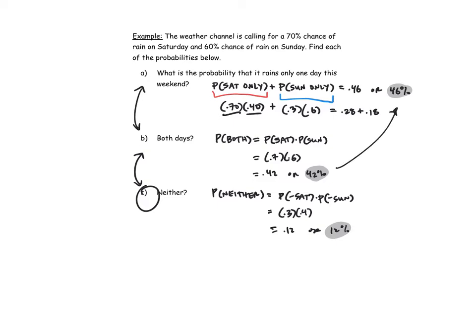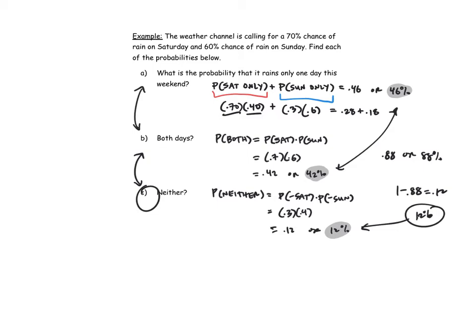We could have just added these two values up, gotten 0.88 or 88%, and taken 1 minus 0.88, which would give us 0.12 or 12%. All right, so you got some options there. That's provided that all situations or scenarios are covered by the questions within the context of the problem.